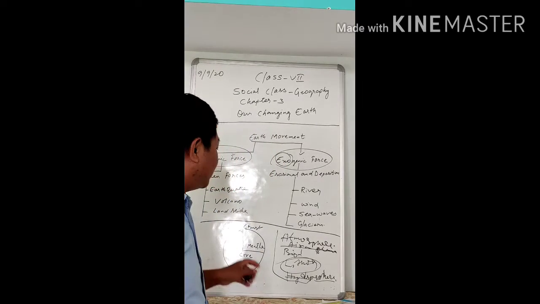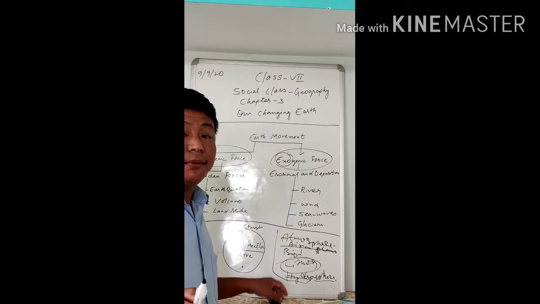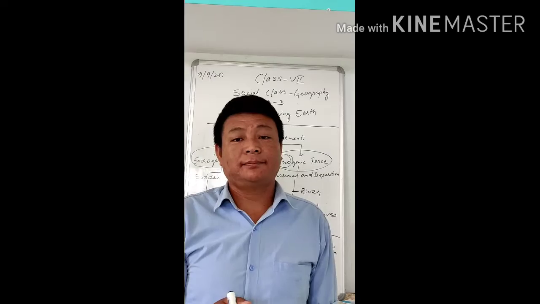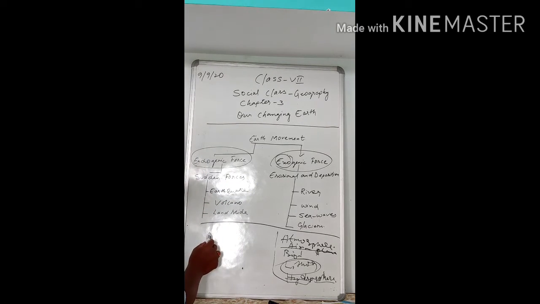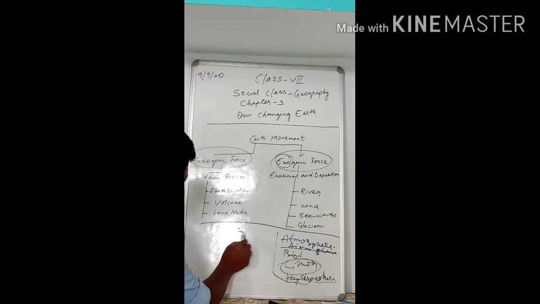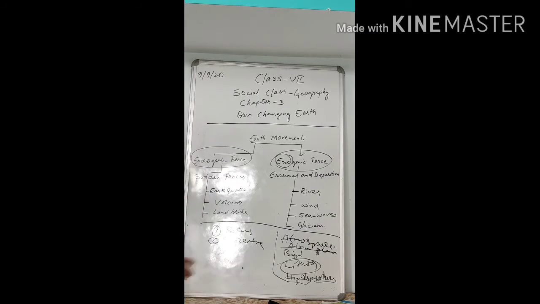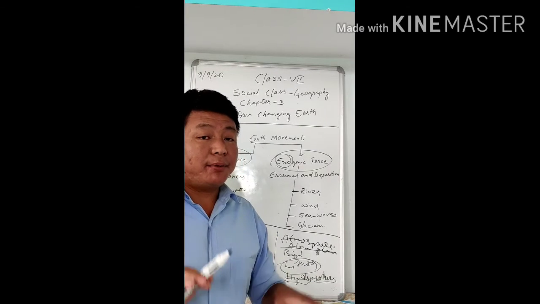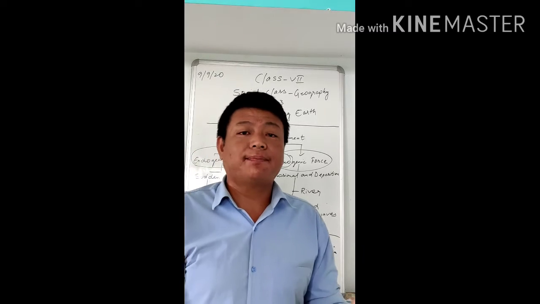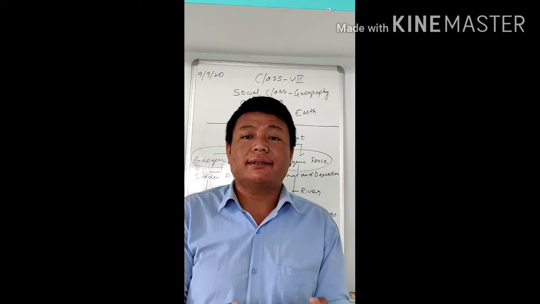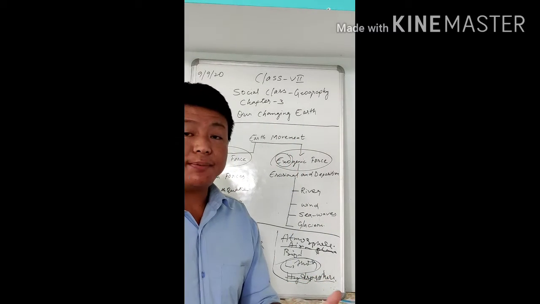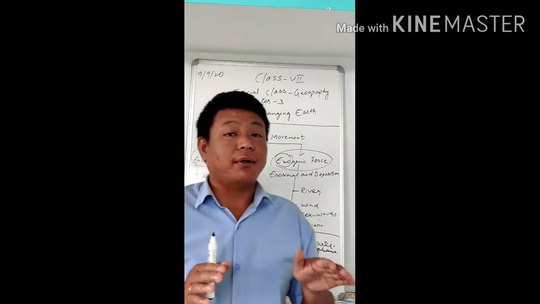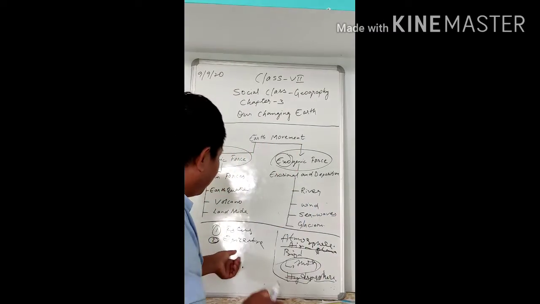So I will rub this out, and after that I will draw it again. As I say, on the earthquake we have to remember two important points: number one is focus and number two is epicenter. Now what are the focus and epicenter? The focus is the particular place where the earthquake starts, and it is mostly found beneath the earth. And the second point is the epicenter.